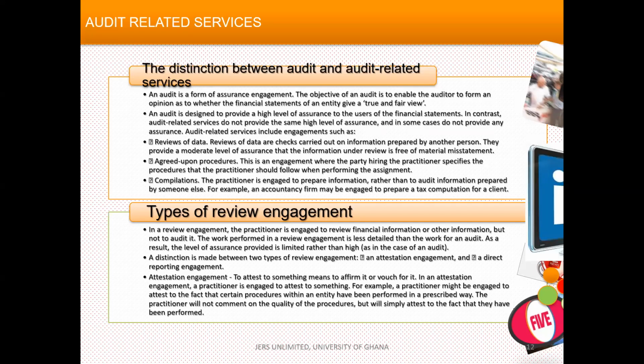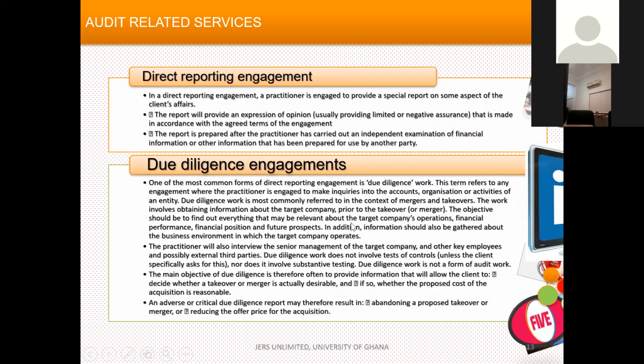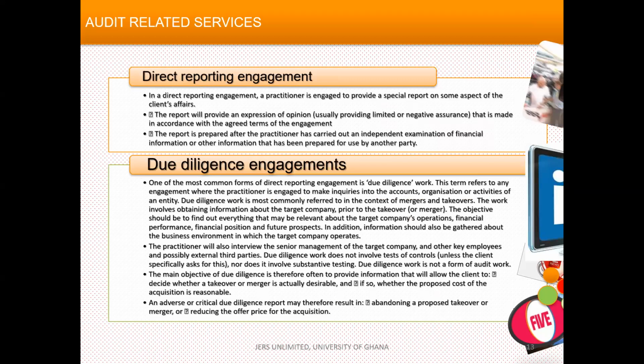In an attestation engagement, a practitioner is engaged to attest to something. An example would be where an auditor might be engaged to attest to the fact that certain procedures have been performed in the prescribed way. And we also have direct reporting engagements, right? In a direct reporting engagement, the practitioner is engaged to provide a special report on some aspects of the client's affairs. So those are the two types of review engagement.